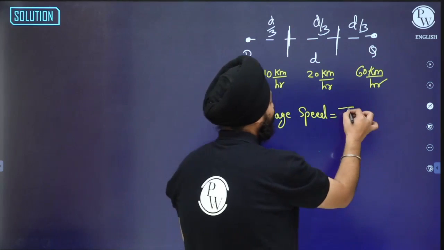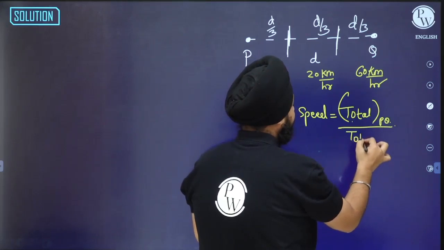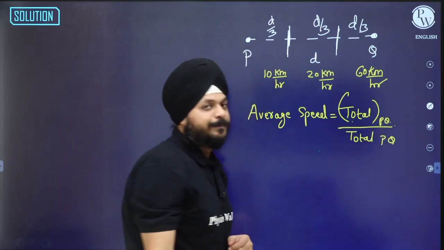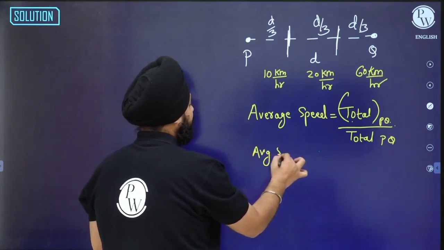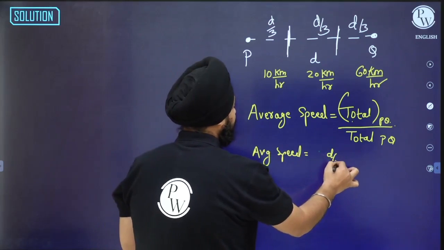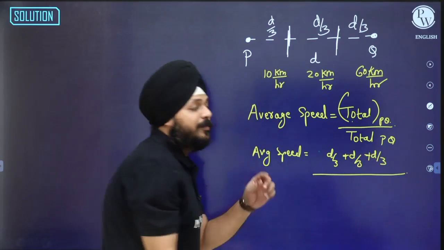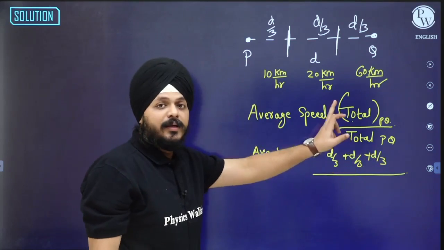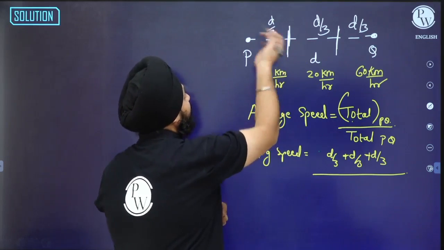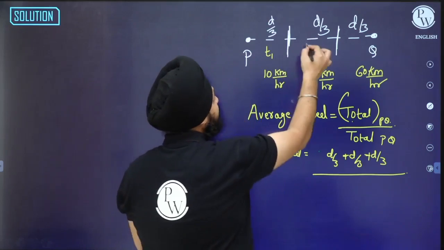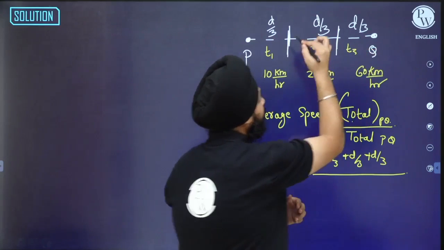Simple: total distance by total time. That is, the total distance between P and Q by the total time taken by the particle to travel from P to Q. So this average speed has 3 equal distance intervals. The entire path is formed by 3 intervals, but no information is given about time. So in the denominator, whatever the time is, let us say the first D by 3 takes T1, the next D by 3 takes T2, and the next D by 3 takes T3.